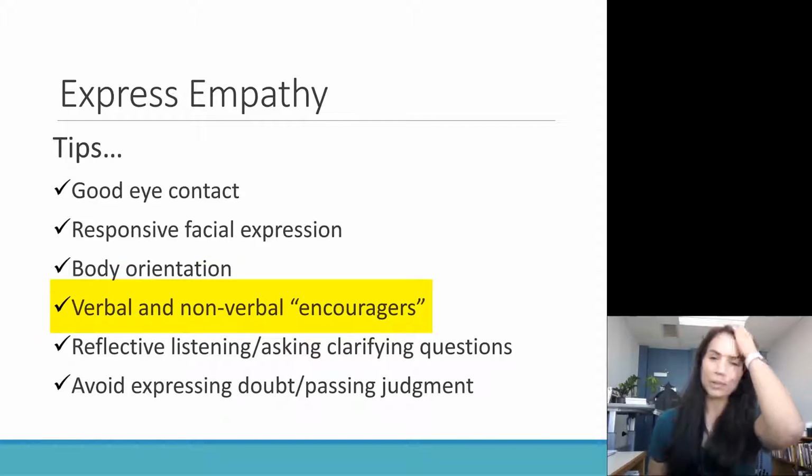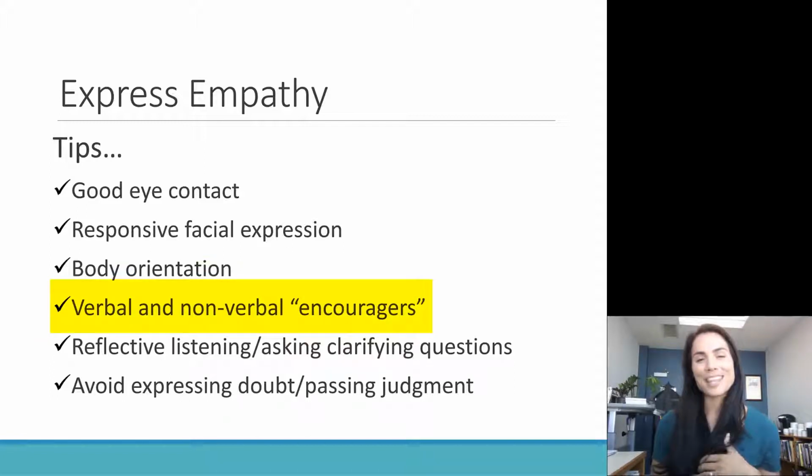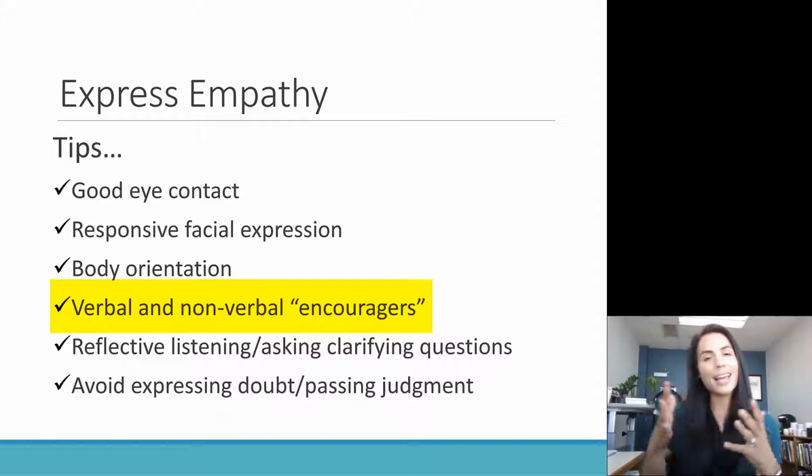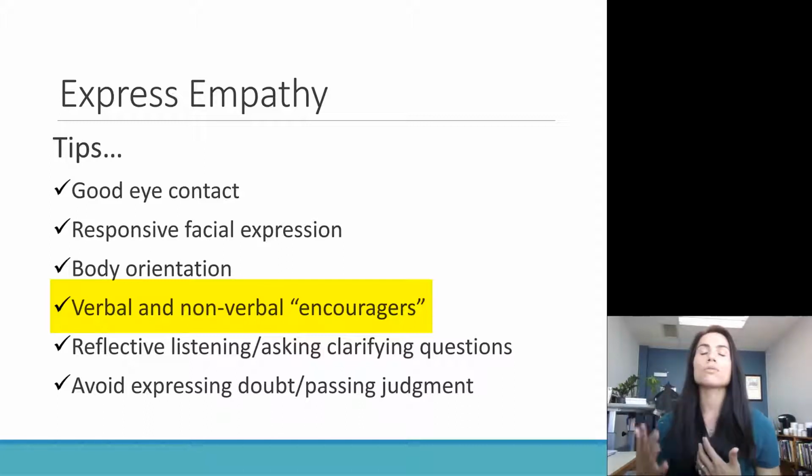Then verbal and non-verbal encouragers. I want you to think through what that looks like. A lot of my coaching is done online, so I use a lot of non-verbal encouragers so that clients can see that. If I'm coaching a client online and they see me through the computer, I use a lot of facial expressions, but I also use thumbs up, my hands, and my body language. I use these non-verbal encouragers to help them understand that I'm listening and expressing empathy.